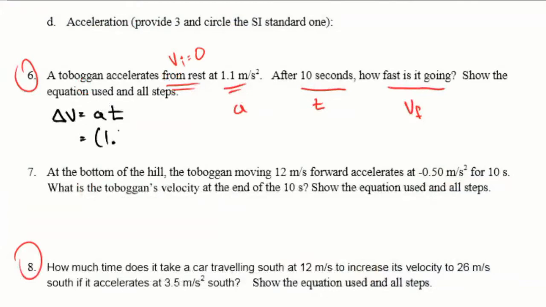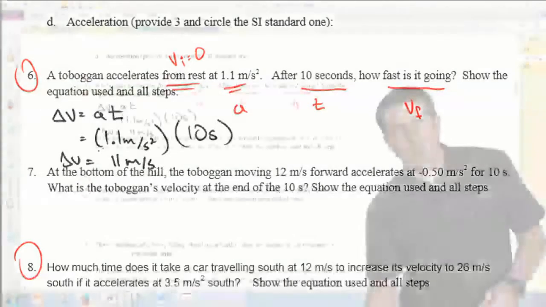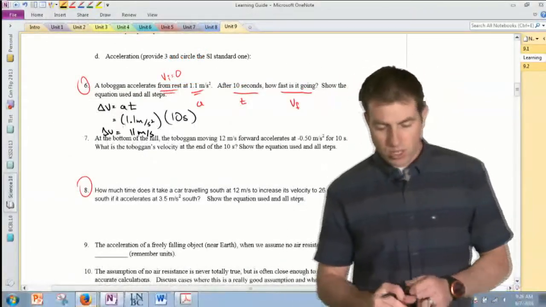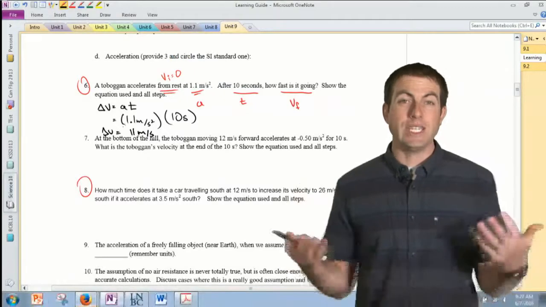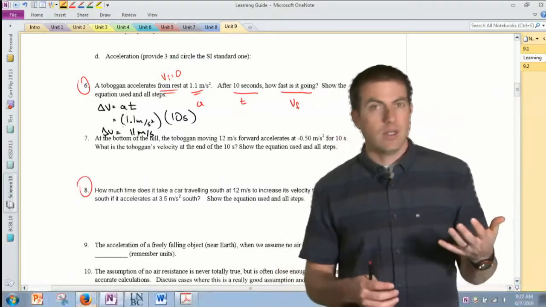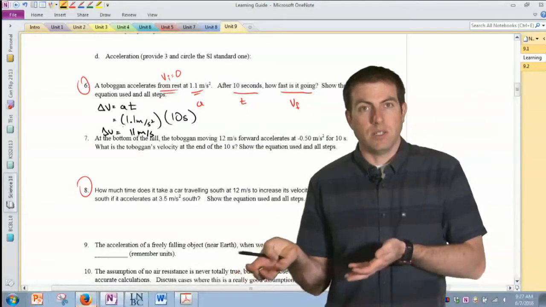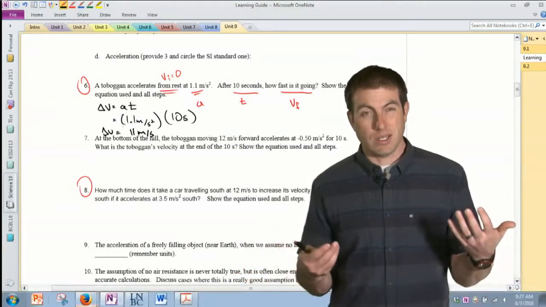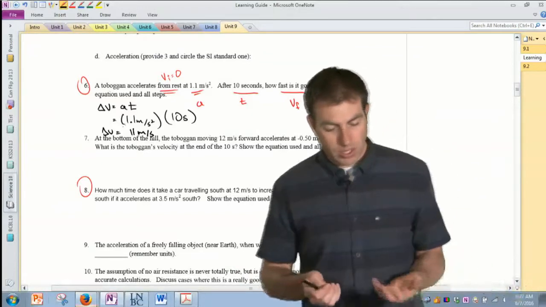The acceleration is 1.1 meters per second squared, and the time that it does that for is 10 seconds. So 1.1 times 10 is going to give me 11 meters per second. So my change in velocity is 11 meters per second. Now, one really interesting thing about this question, it says it starts from rest. So I know my change in velocity is 11, and it started from rest. What's my final velocity going to be? Well, I can just use my brain to kind of figure that one out because it's going to be 11. Or I can write down the formula.